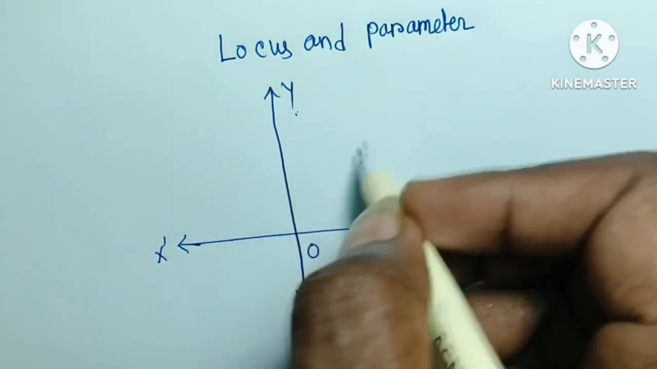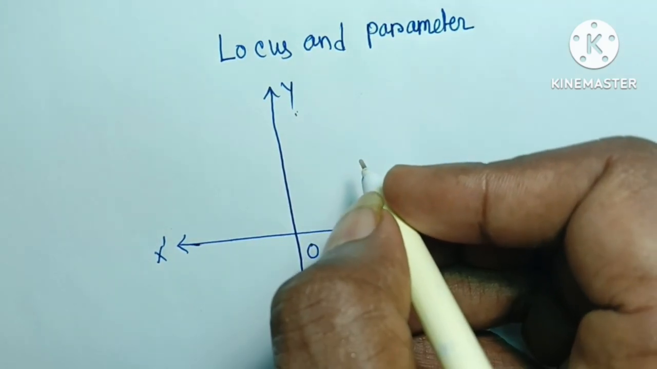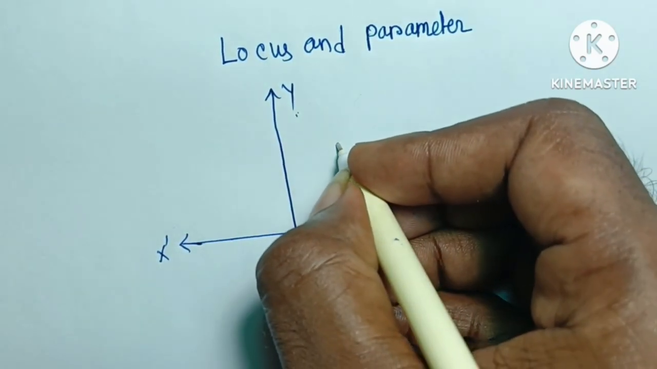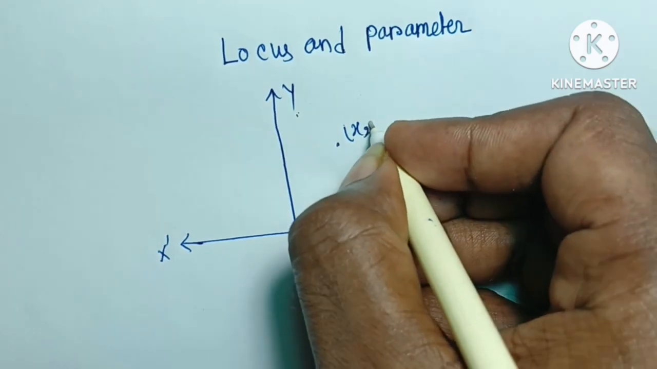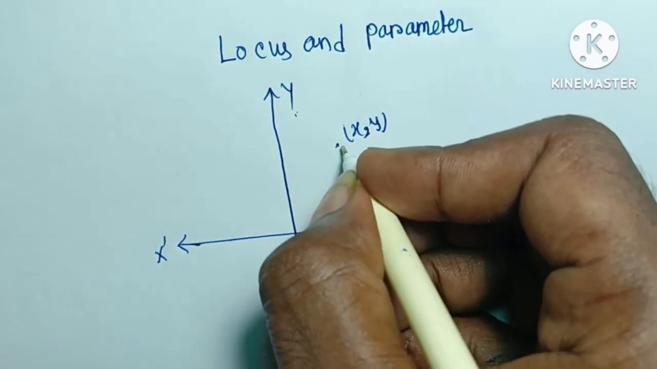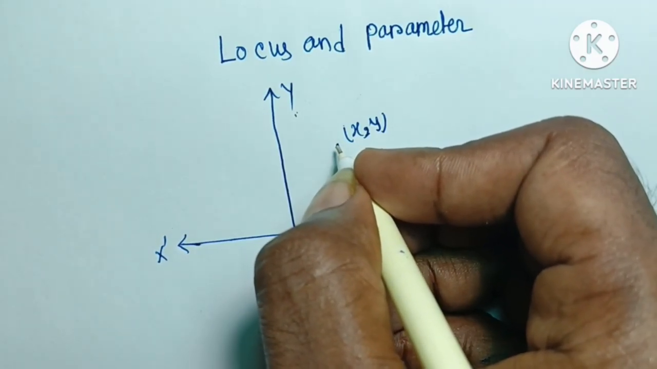See, this is the xy plane. There are many points in the plane, and any point on the plane can be expressed as x comma y. Suppose the point moves in a path in a systematic way.